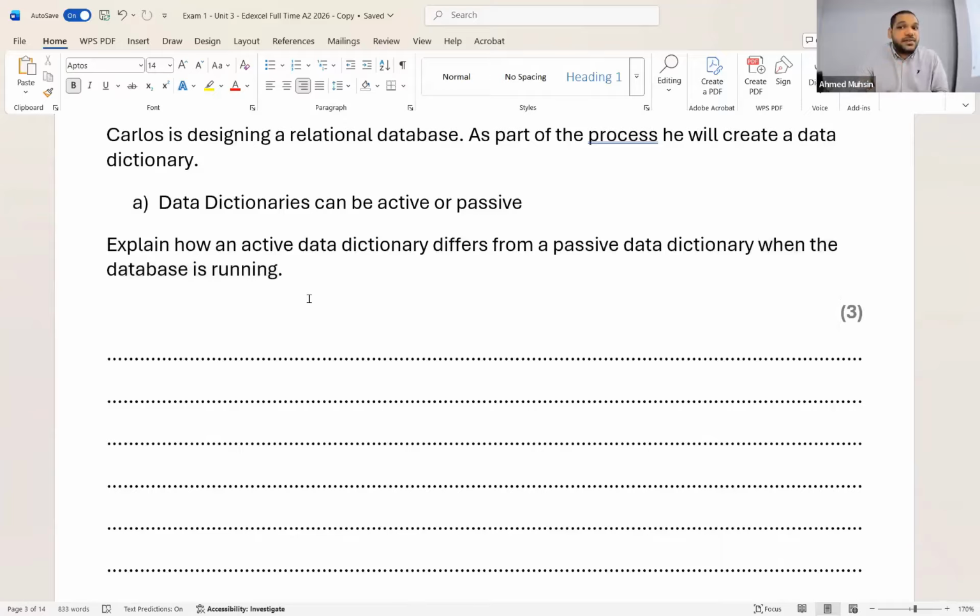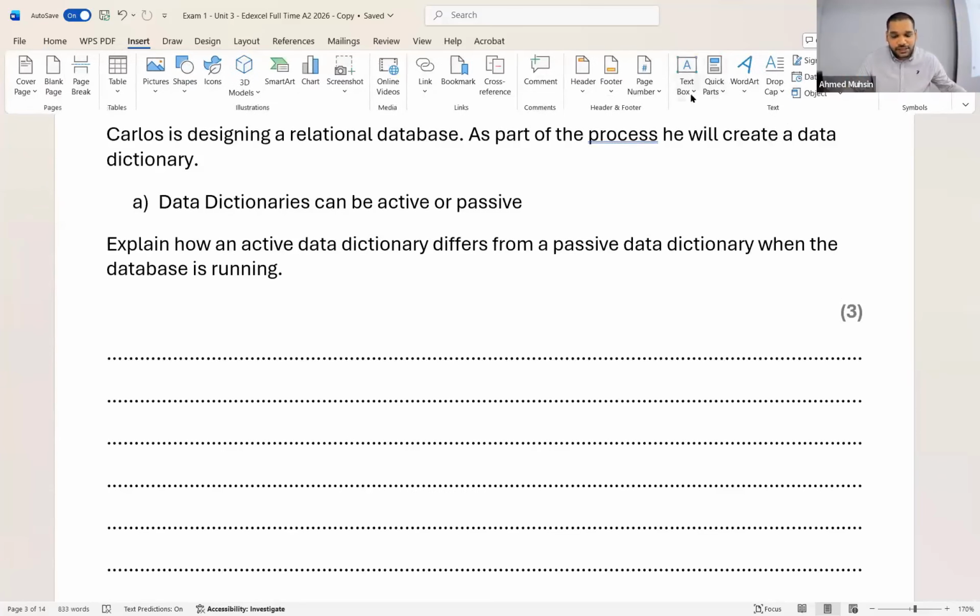Active data dictionary and passive data dictionary. Any difference you can pick up? So which one is located where? Active data dictionary is located within the database itself. Passive data dictionary is located externally. It's not a part of the database software. Shall we write that difference first? Okay, we'll write that difference first.